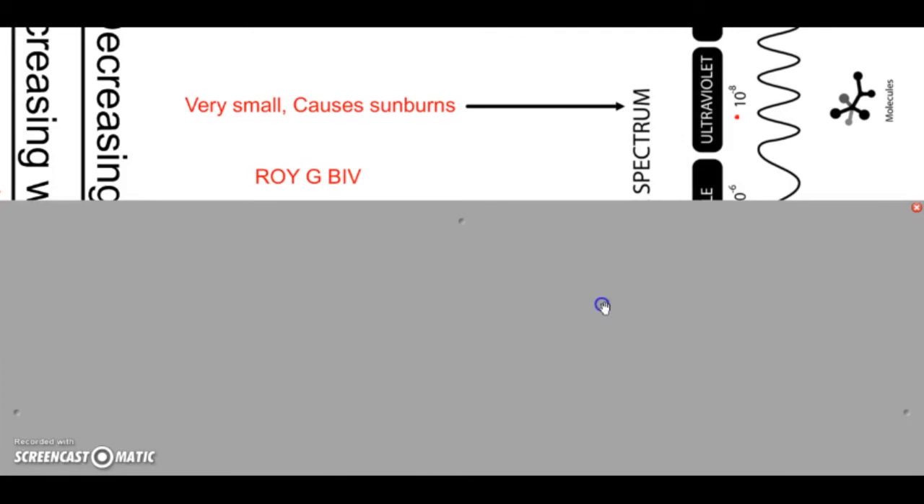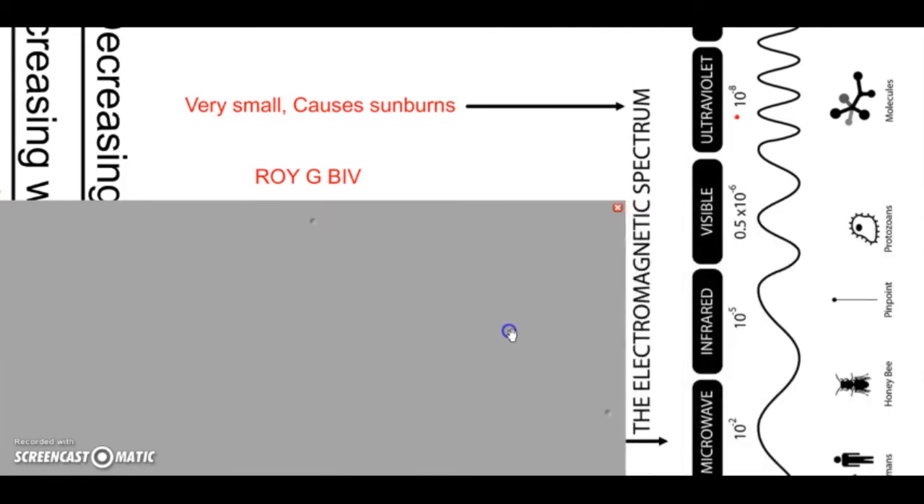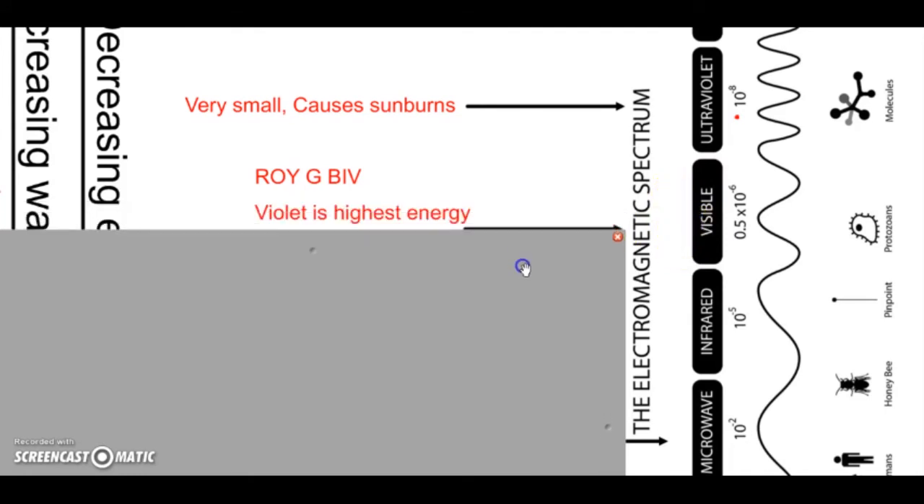Moving down, we have visible light. Visible light is made up of red, orange, yellow, green, blue, indigo, and violet. These are all the colors we see with our eyes. This visible light, when it goes in our eyes, that's what we end up seeing when we are awake during the day and can see things. This visible light in the electromagnetic spectrum is very, very useful to us.